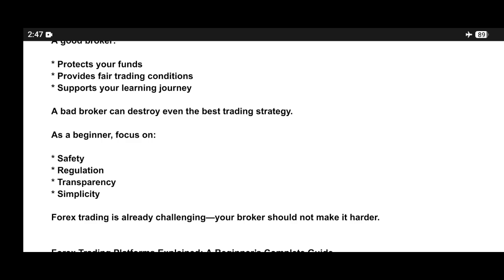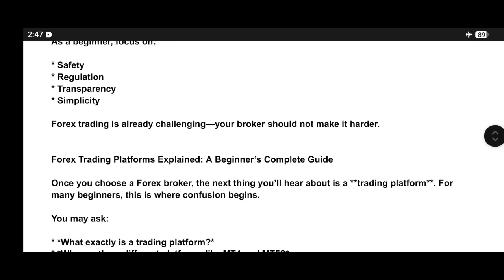Forex trading is already challenging. Your broker should not make it harder. I hope I got my point across. Now let's talk about the forex trading platform explained.